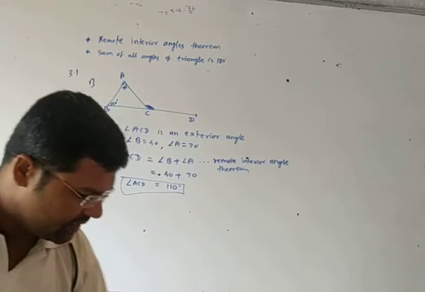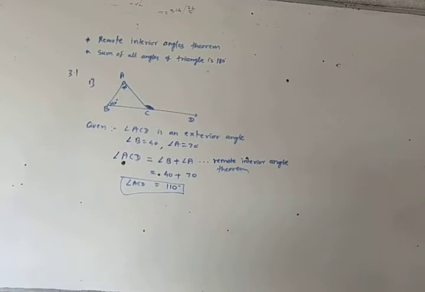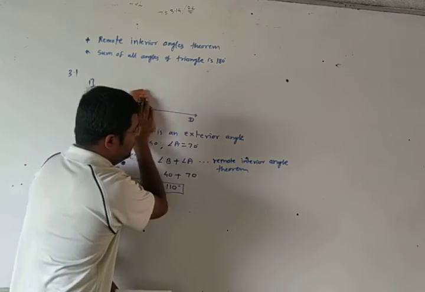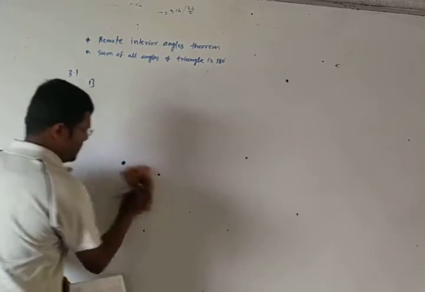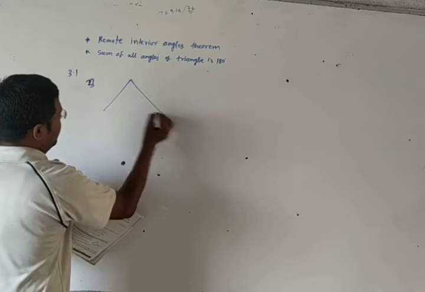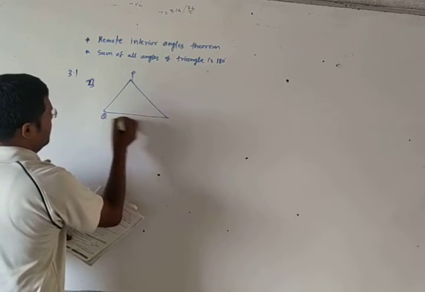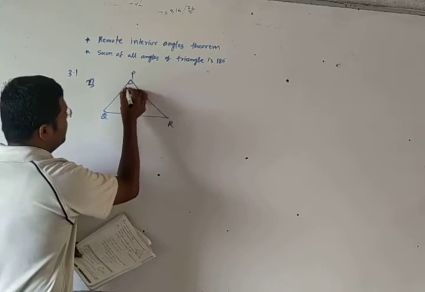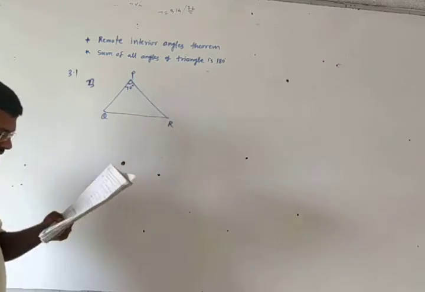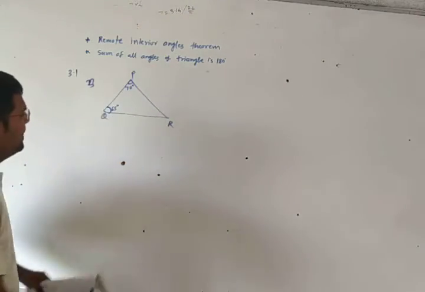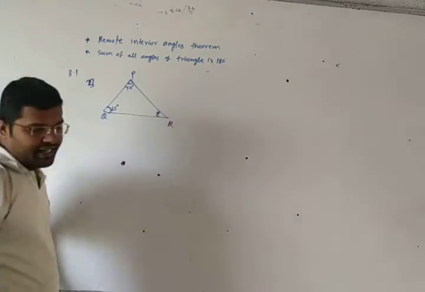Now start question number 2. In triangle PQR, I draw here triangle PQR. Angle P is given as 70 degree, angle Q is 65 degree, and find angle R. Find the R value correctly.